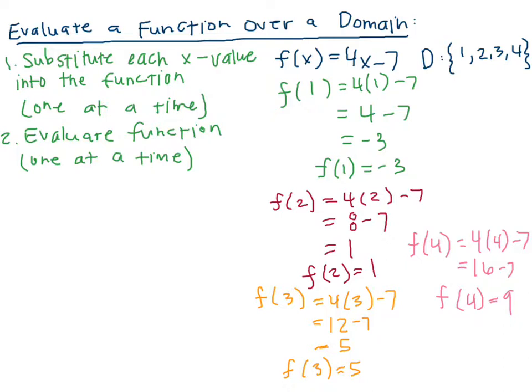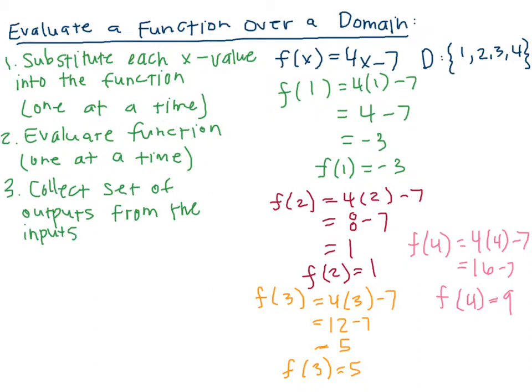Now that I have evaluated the function for every value in the domain, I'm going to do my last step, which is just to collect the set of outputs and write them as the range. So my domain up here was 1, 2, 3, 4. My range is going to be negative 3, 1, 5, and 9.